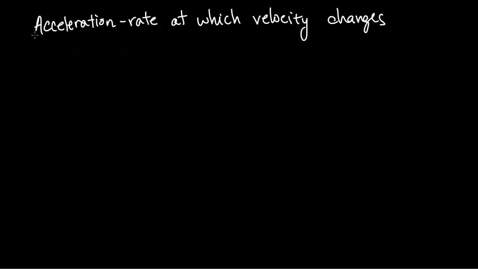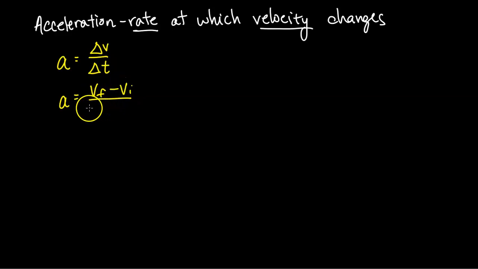Now let's take a look at the definition of acceleration. So acceleration is the rate at which velocity changes. It's how quickly the velocity is changing. The equation for acceleration is the change in velocity divided by the change in time. We can expand this out by writing it this way. Delta just means the change in. We can write VF minus VI divided by the change in time, T final minus T initial. Oftentimes the T initial is 0, so you don't need to worry about that, but sometimes it's not. We'll look at an example where the T initial is not 0.